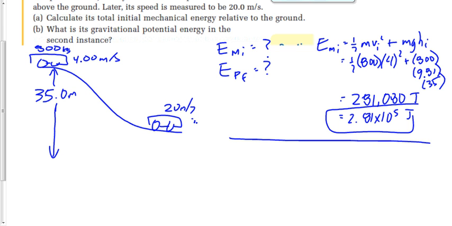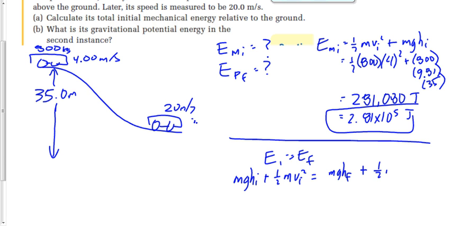All right, let's say this. EI equals EF. Let's say at the beginning, it's got potential energy because it's got a height, and it's got kinetic energy because it's moving. Well, let's say at the end, it's got potential energy as well because it's got a height. And let's say it's got kinetic energy because it's moving. Make sense?